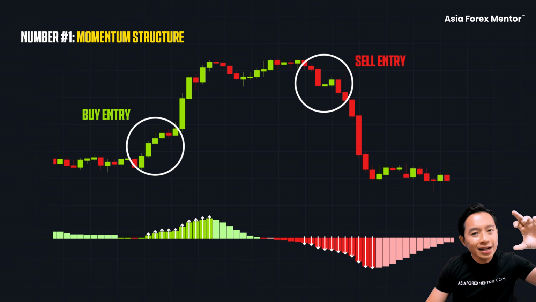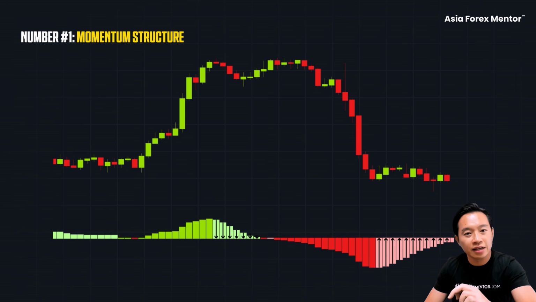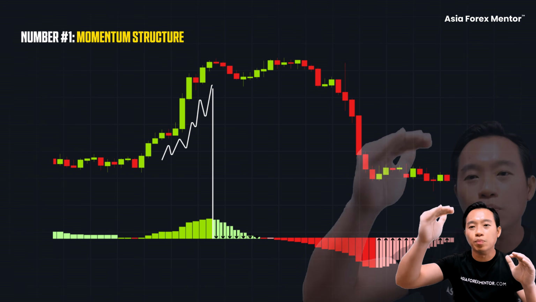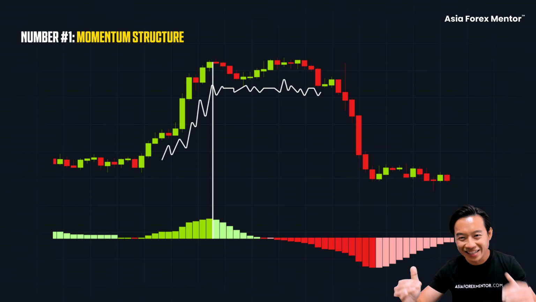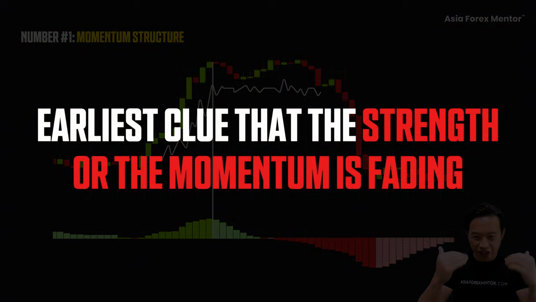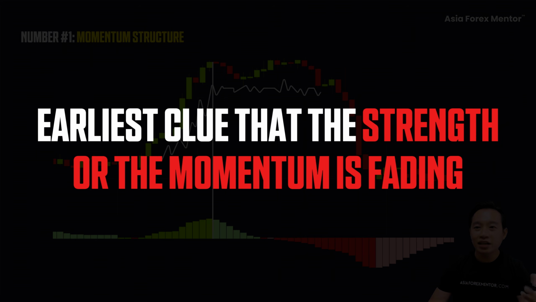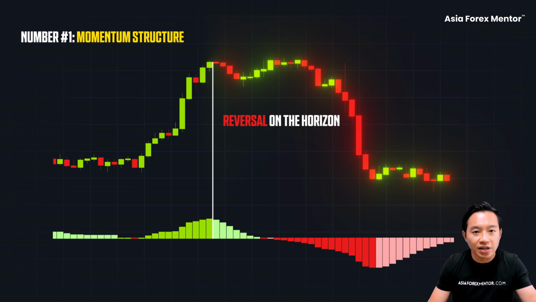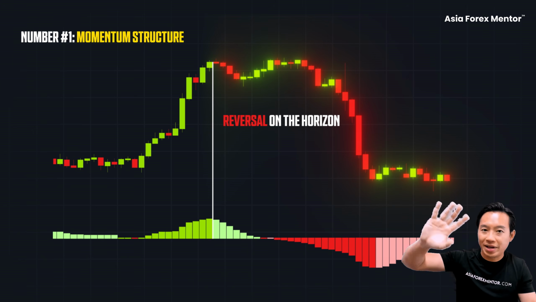All right, so now when the bars start shrinking, when they start getting smaller, it's like the heartbeat of the market is then slowing down. Right, so that is your earliest clue that the strength, the momentum, is fading, right? And maybe a reversal could be on the horizon, could be coming next.